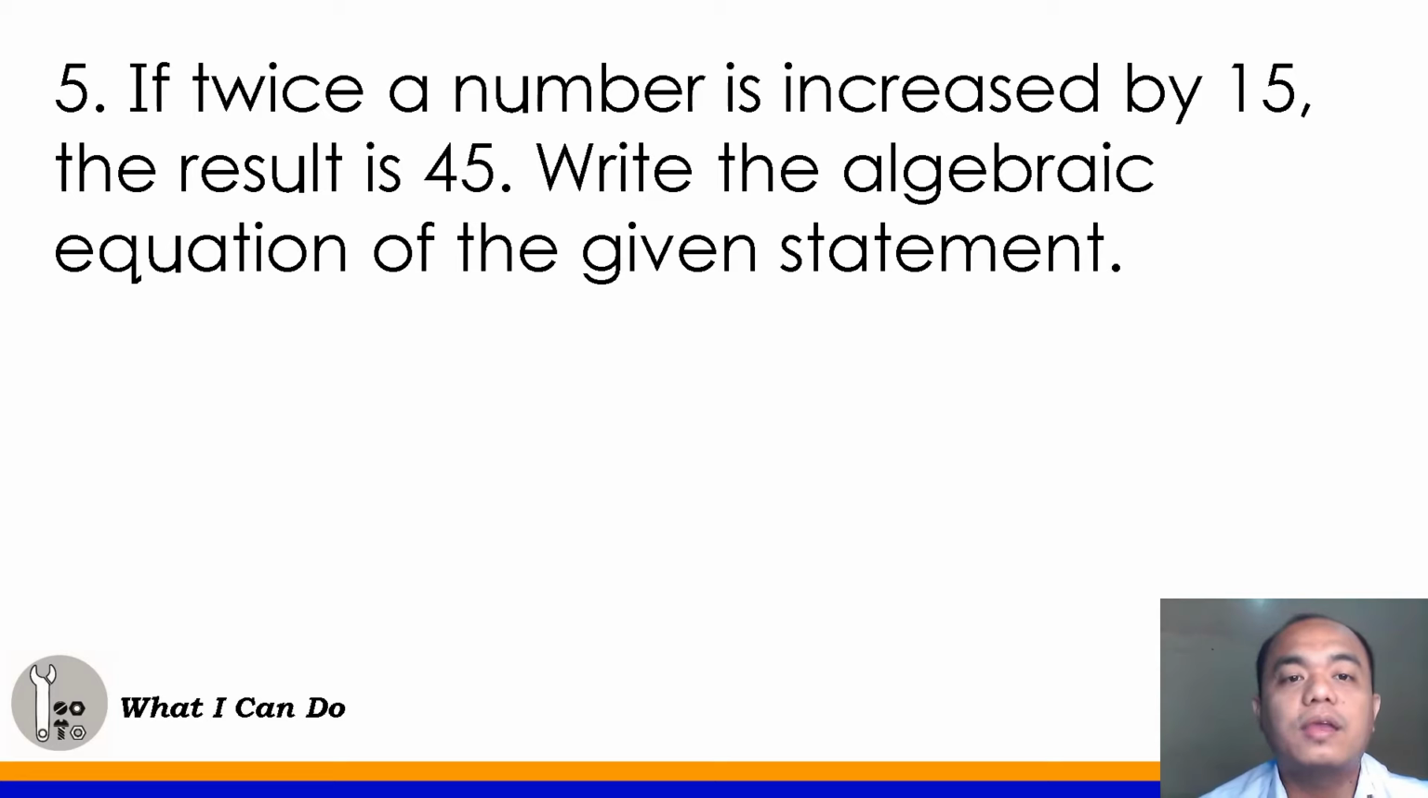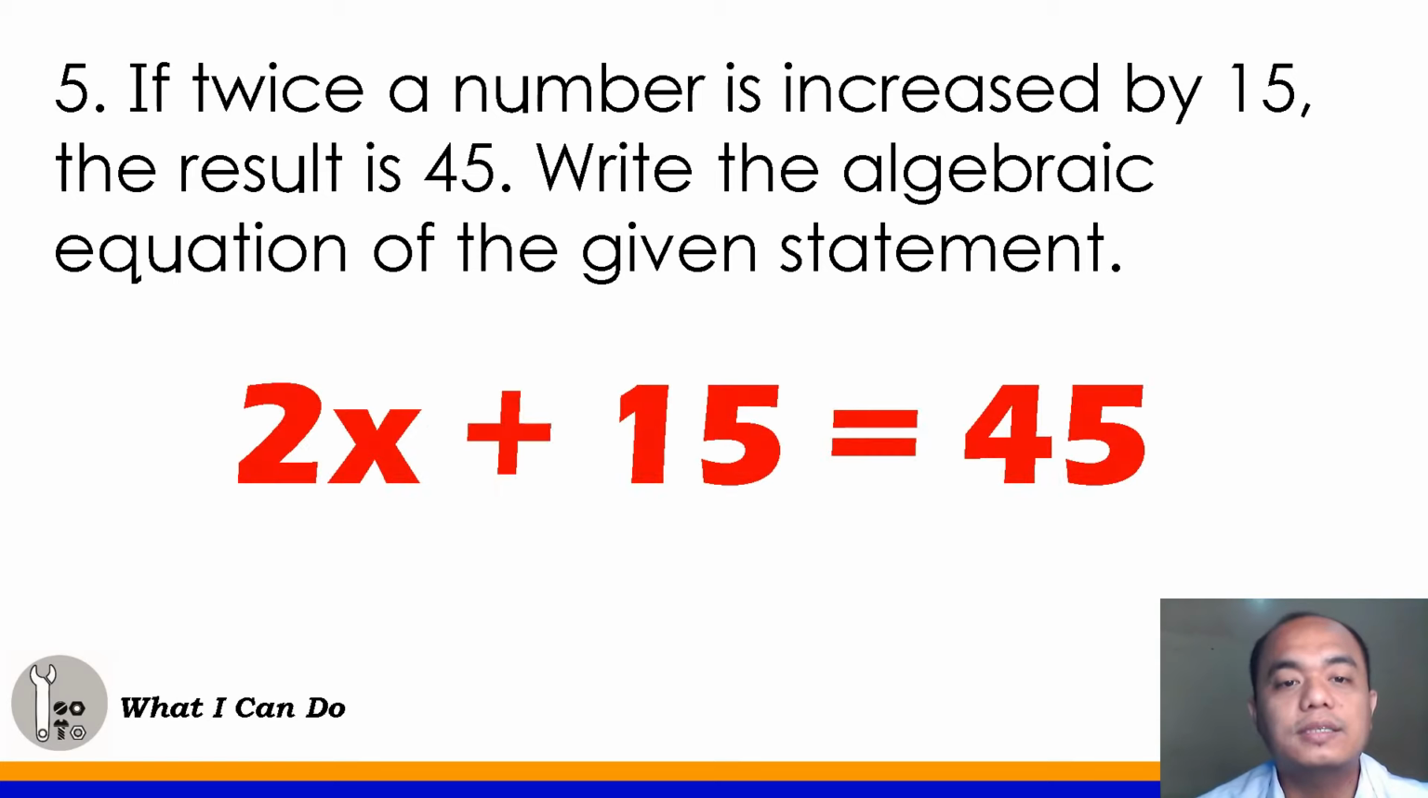Number 5. If twice a number is increased by 15, the result is 45. Write the algebraic equation for the given statement. So this is 2x plus 15 equals 45. So 2x, twice a number here, that's 2x. Increased by 15, that's plus 15. The result is represented by the equal sign and then 45 here.